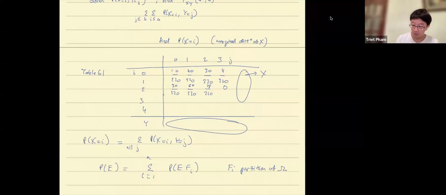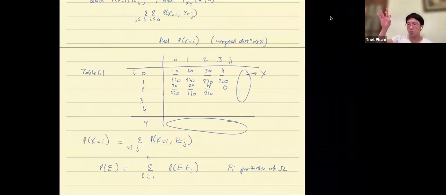What's a partition of a sample space? It means events that are mutually exclusive, whose union is the whole sample space. Well, guess what? The events Y equals j are mutually exclusive because y cannot take both values at the same time. But if you go over all possible values of y, you have worked through everything possible, which is the sample space. So basically, long story short, you sum out the y part, you get the x part.